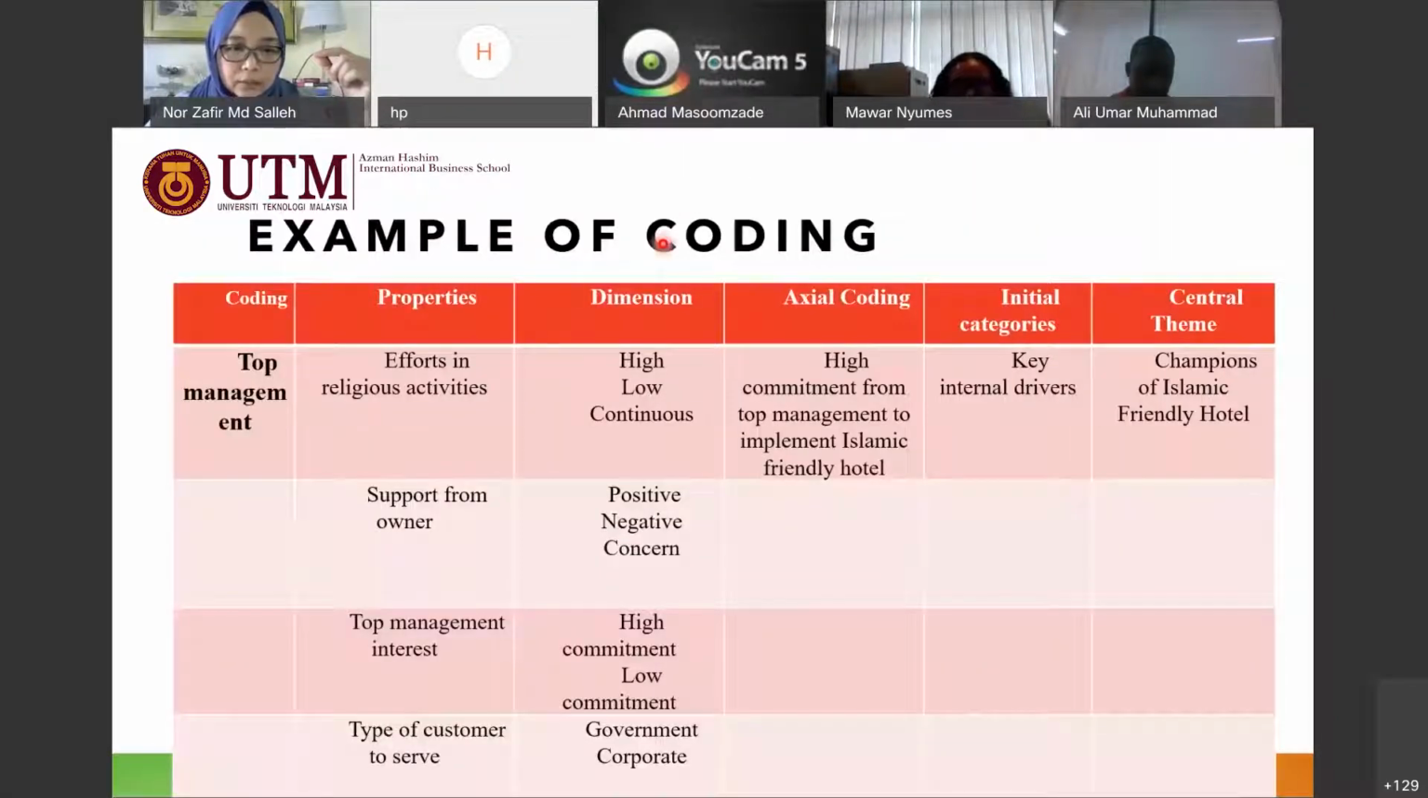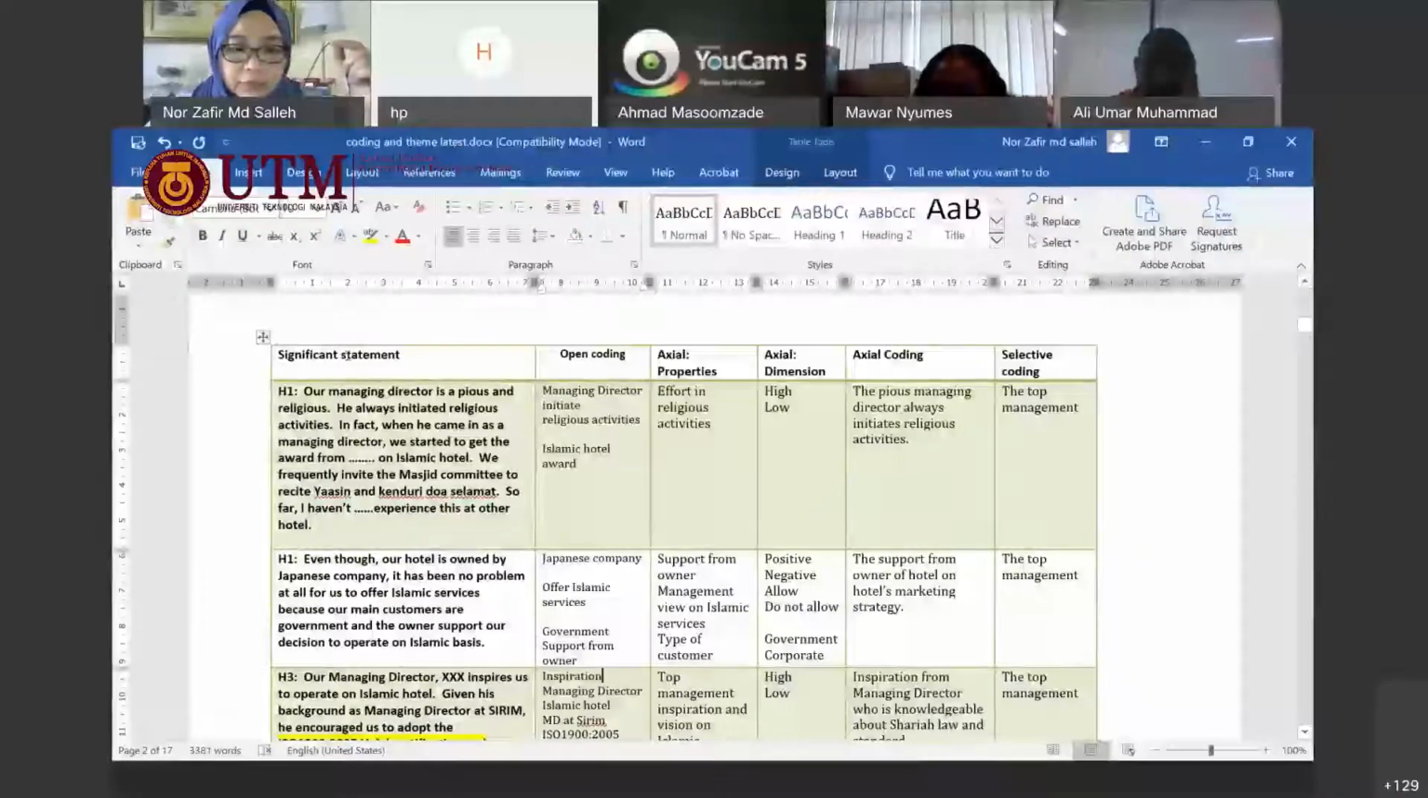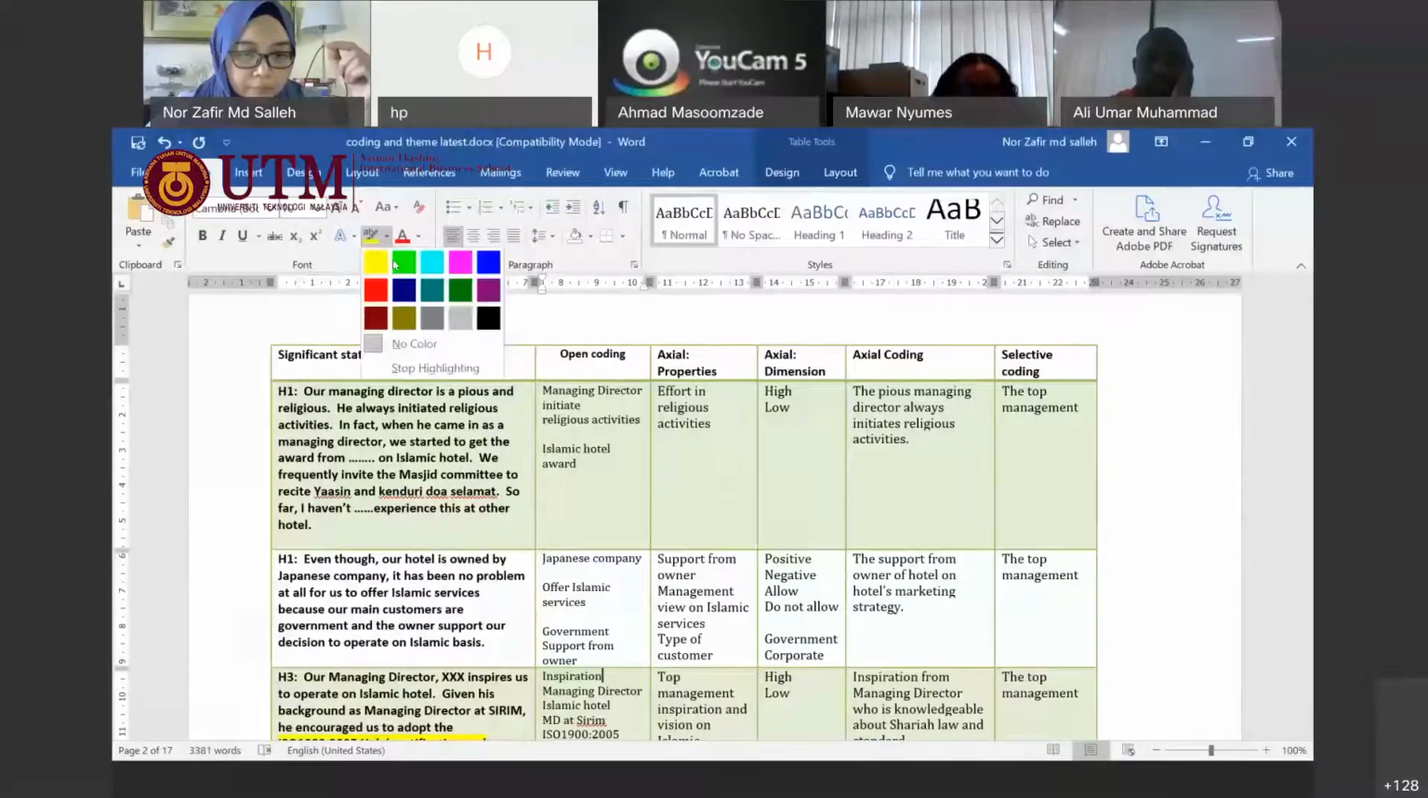All right, so this is an example of coding. Probably I have to stop sharing this. And I can share with you how I do my coding. This is the significant statement that the respondent told me about. Okay, this is what they say.